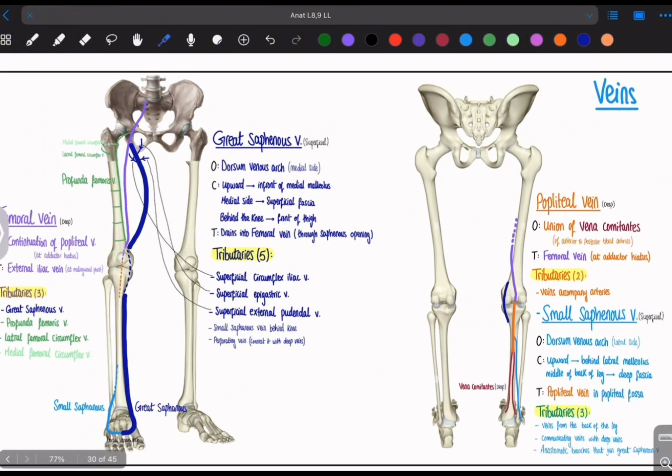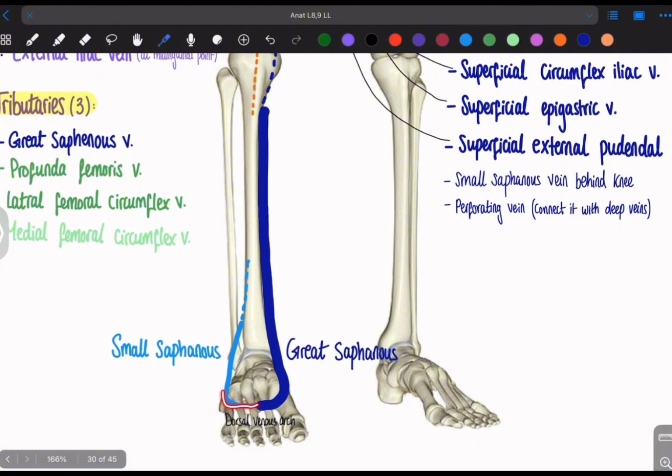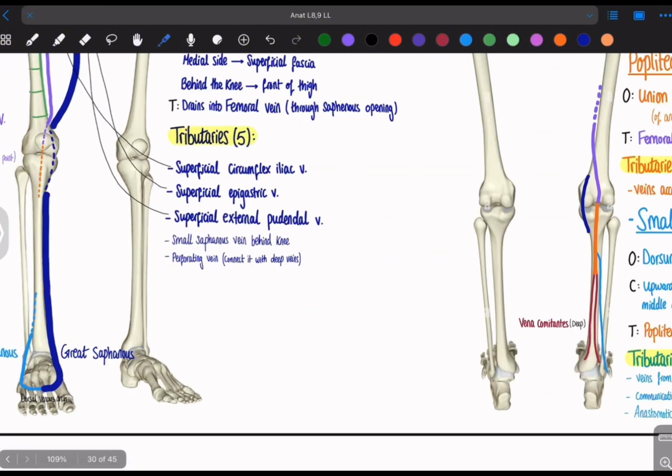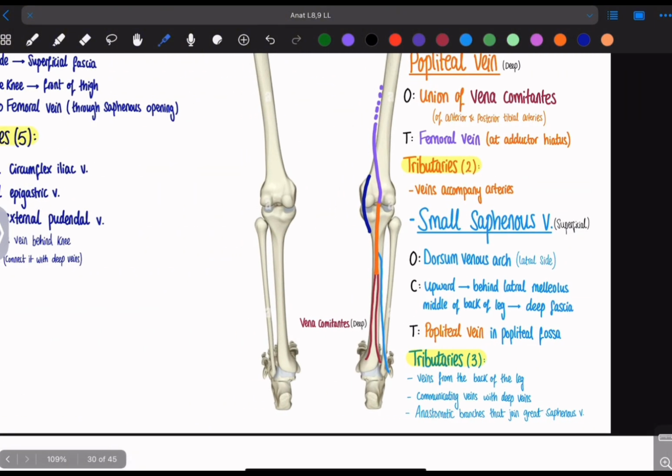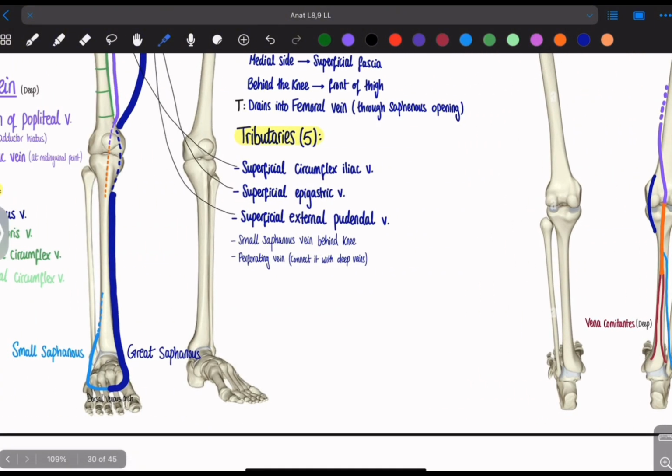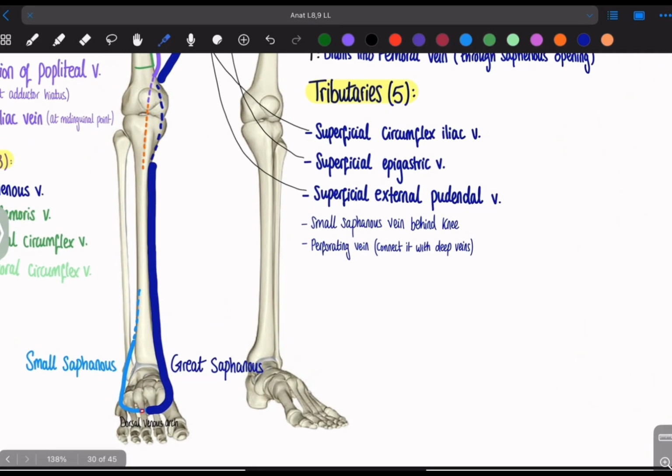Okay. The second saphenous vein is the small saphenous vein, which is gonna go laterally. So we said the great saphenous vein is medial, and we talked about it. Now let's move to the small saphenous vein. Where is it gonna go? It's gonna go upwards and behind the lateral malleolus. So it's gonna go here and behind the lateral malleolus, and then it's gonna continue, but posteriorly.